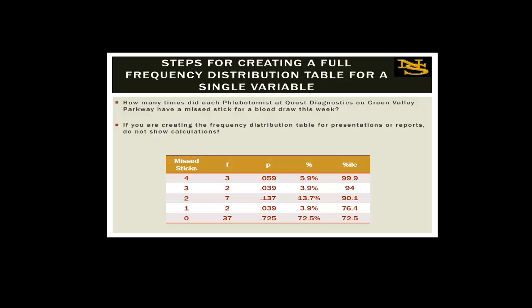So when you look at this, it's nice and pretty. You can see the trends in the data. You can see, oh wow, there's a lot of people with 2 missed sticks. But then you get down here and you're like, wow, we've got some good phlebotomists. Most people didn't miss any sticks on a blood draw this week.